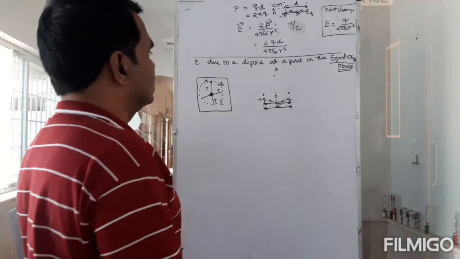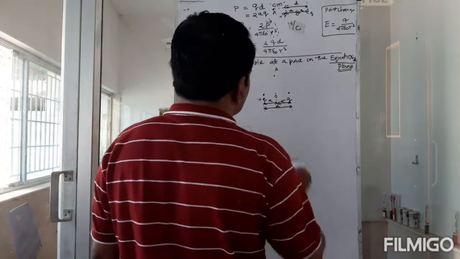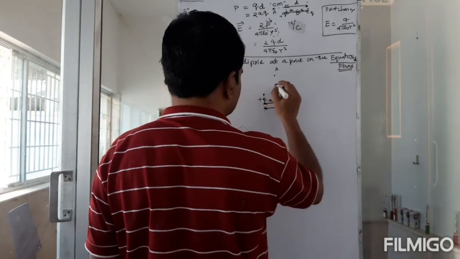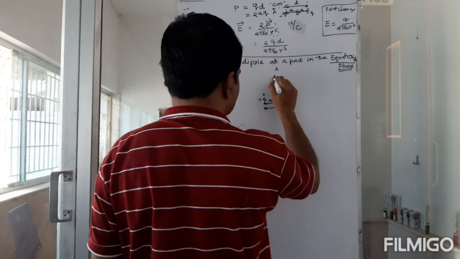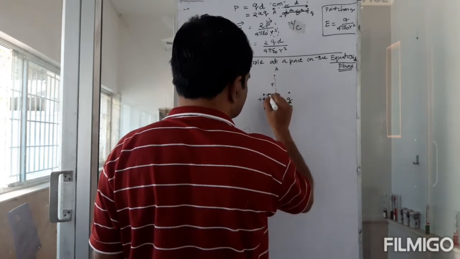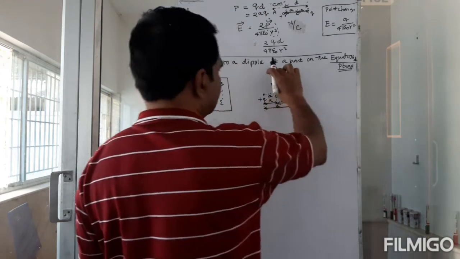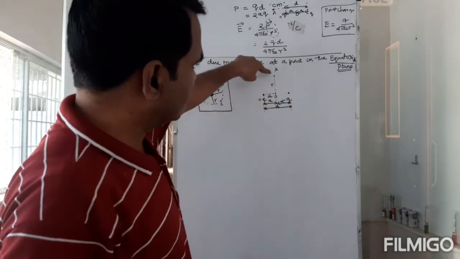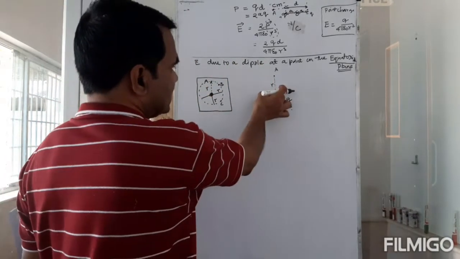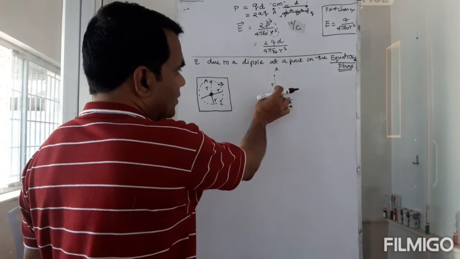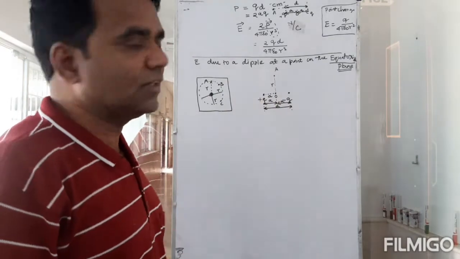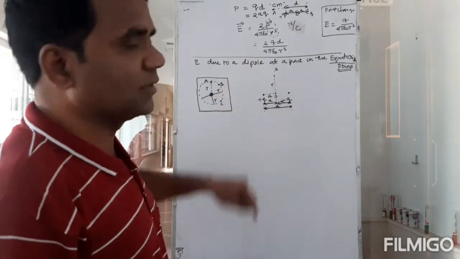Okay? So let's see. Now what I'm going to do is, from the center, let us suppose that this is at a distance R, and this is A. So this distance is R, from the center of the dipole. And this is the distance of one charge to the center of the dipole, A. Now, let's see what's going to happen.